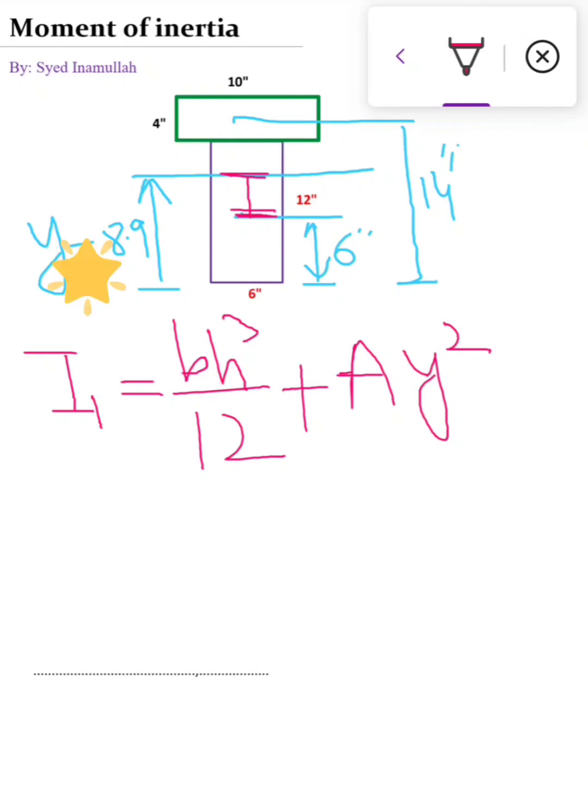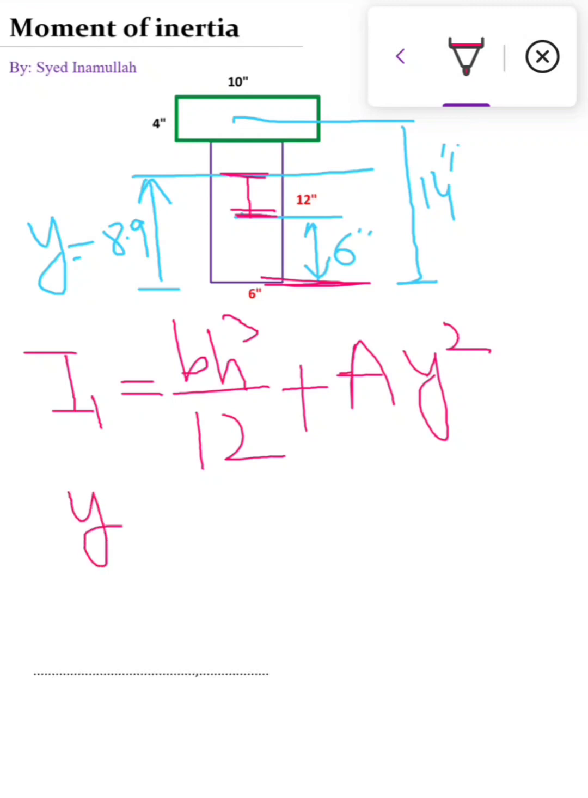This is the formula for the parallel axis theorem: bh cube divided by 12 plus Ay square. Here y is the axis to axis distance. This is a very crucial step for this question. So we will calculate this y distance. Y is measured from this reference axis. The center of this rectangle is at 6 inches and the overall center of gravity is at 8.9.